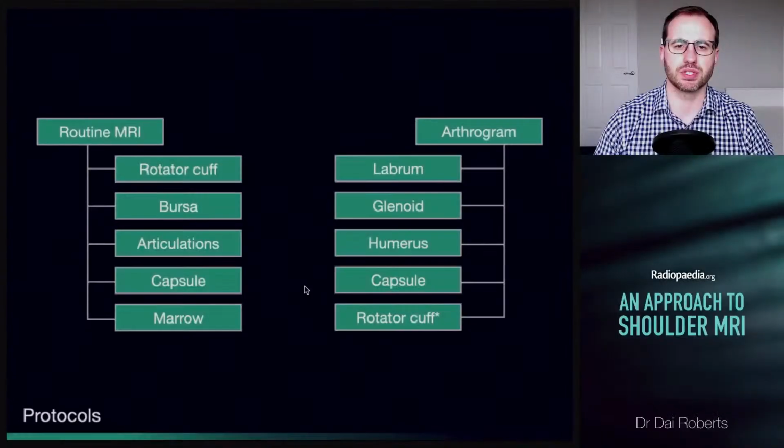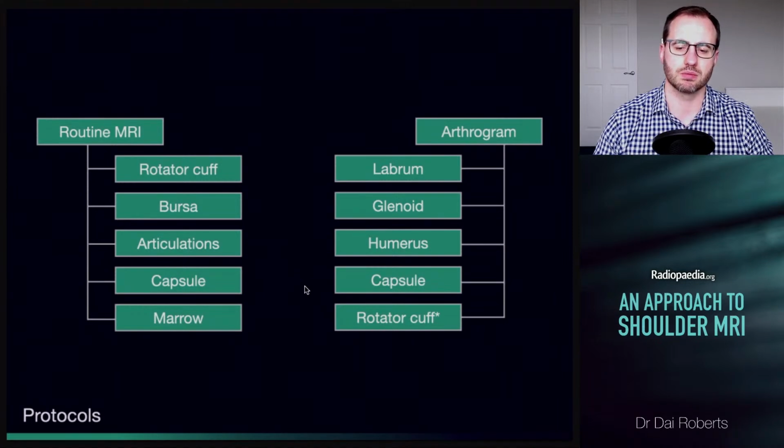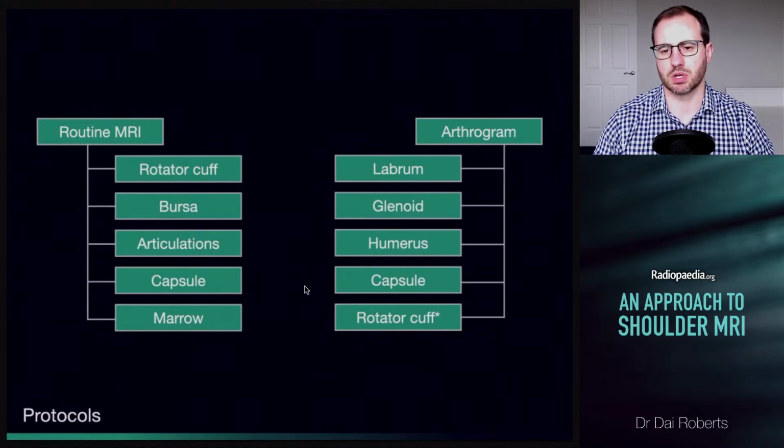In terms of protocols, there's two main sorts. Most people should be having a routine or non-arthrographic shoulder MRI, and that should be able to assess most things as listed there. Arthrograms are specialist studies, and we should only do those in people who we're worried about the labrum or the glenoid, and if they've had any traumatic capsular injuries. And the main group are going to be our dislocators, whether anterior or posterior. Those are the ones we're going to want to do that.